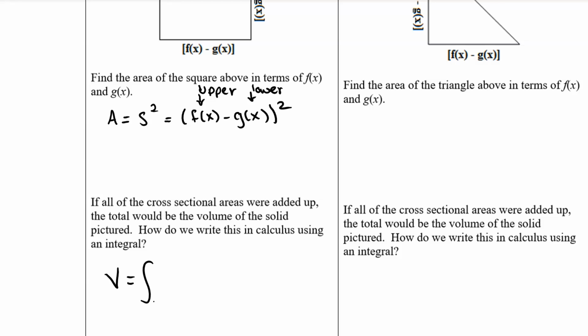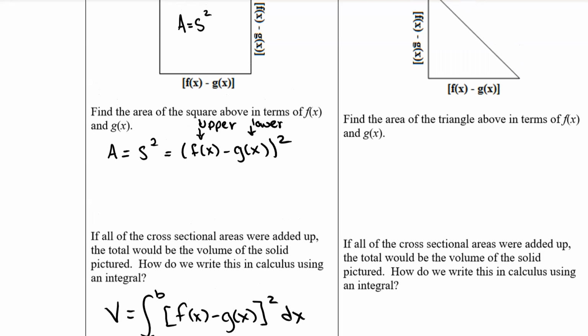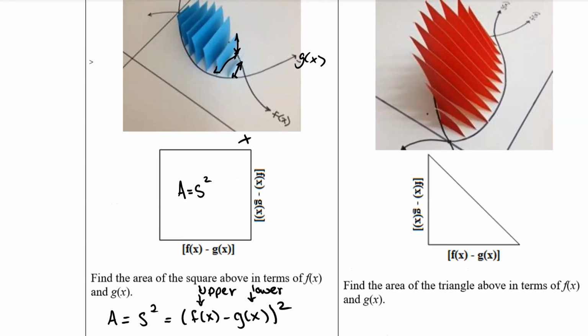So now using the integral to talk about that, we're going to be looking at the interval of those cross sections. So if we were to add all of those square cross sections together, that's what the integral is doing, of that area equation. So f of x minus g of x squared dx.